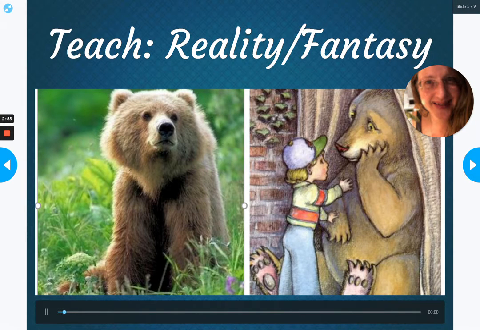Another way for a child to construct meaning from pictures is to decide what parts of the book are real and what parts of the book are fantasy. For example, a bear that is real could get into a truck with snacks in it, but a boy would not really walk a bear around in the city.